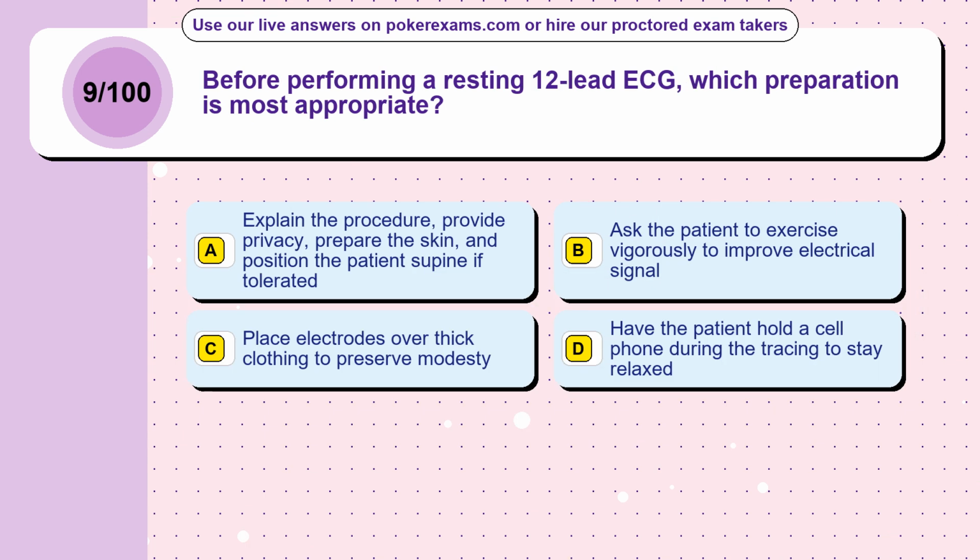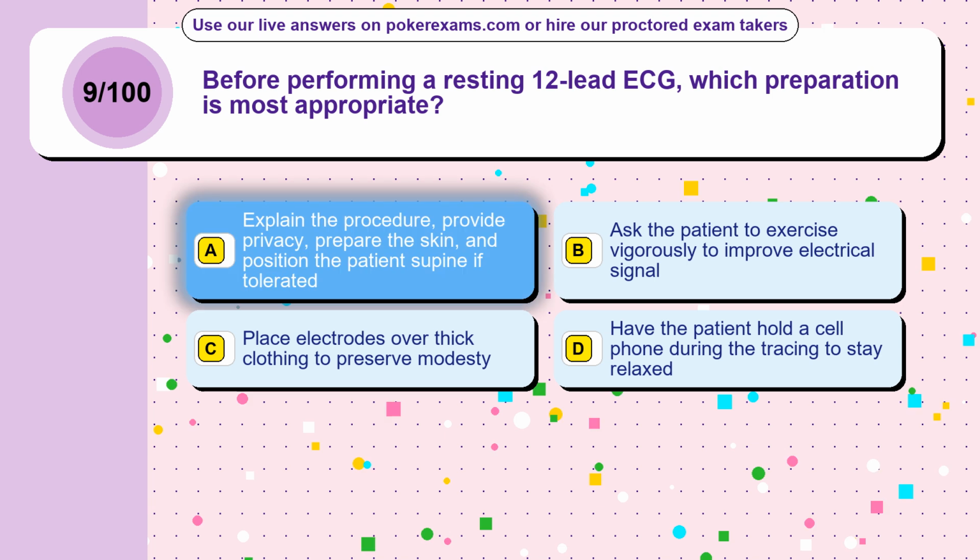Question 9. Before performing a resting 12-lead ECG, which preparation is most appropriate? Option A. Explain the procedure, provide privacy, prepare the skin, and position the patient supine if tolerated. Option B. Ask the patient to exercise vigorously to improve electrical signal. Option C. Place electrodes over thick clothing to preserve modesty. Option D. Have the patient hold a cell phone during the tracing to stay relaxed.